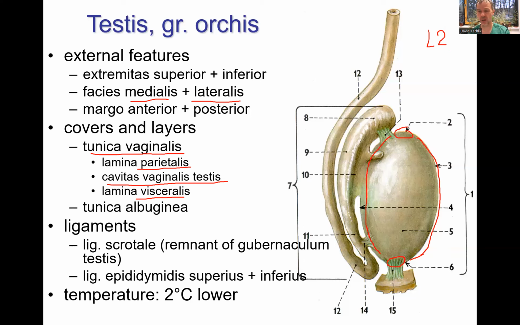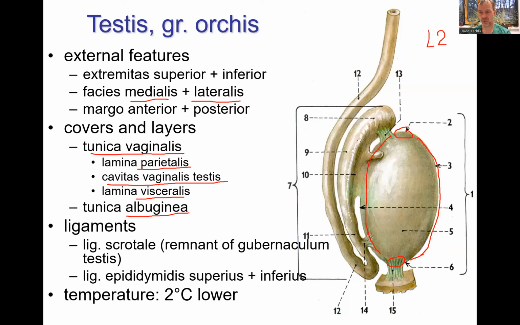When we come below the tunica vaginalis, there's tunica albuginea. It's a really tough connective tissue, which is whitish. That's why the Latin term albus, albugineus, whitish. So testis is fixed inside scrotum by 3 ligaments.